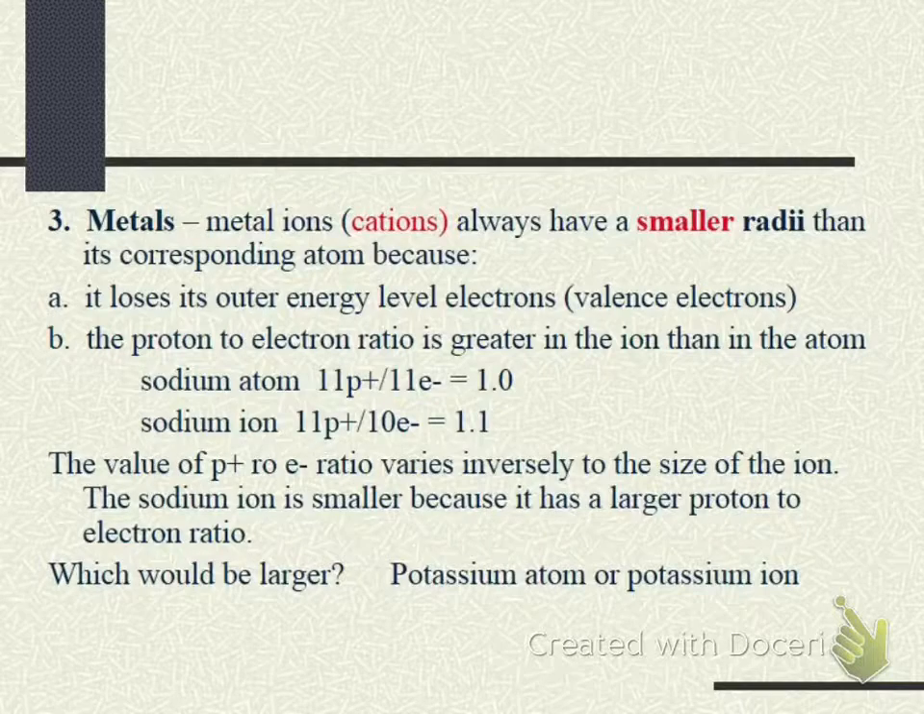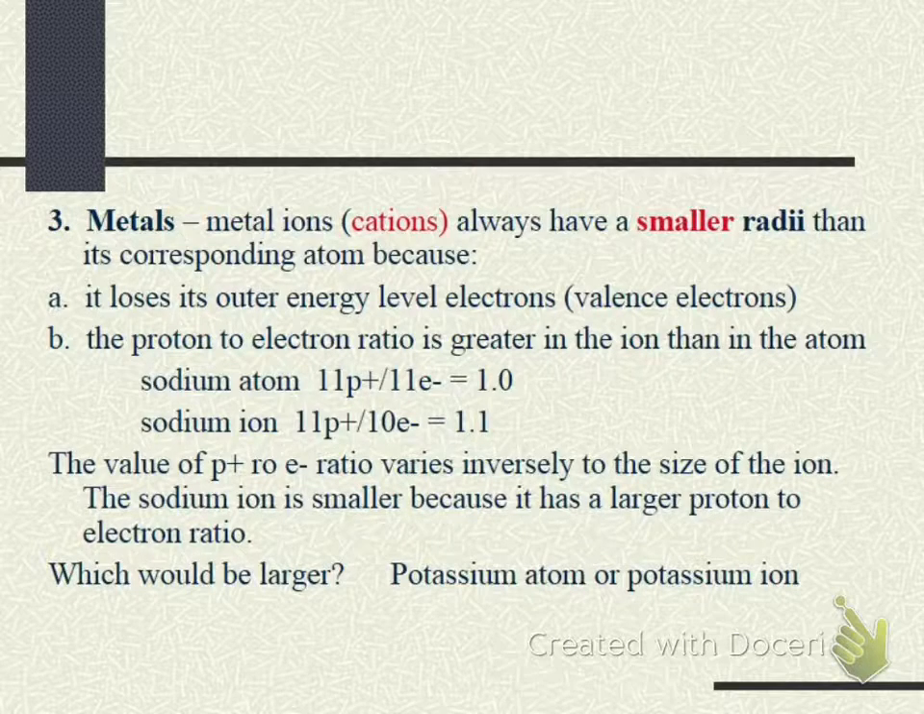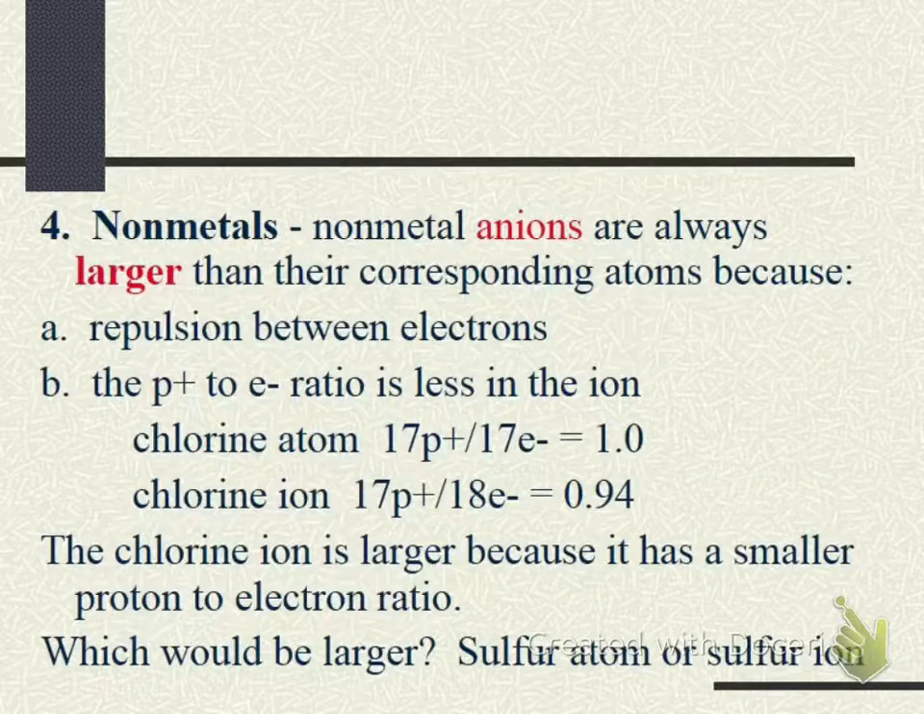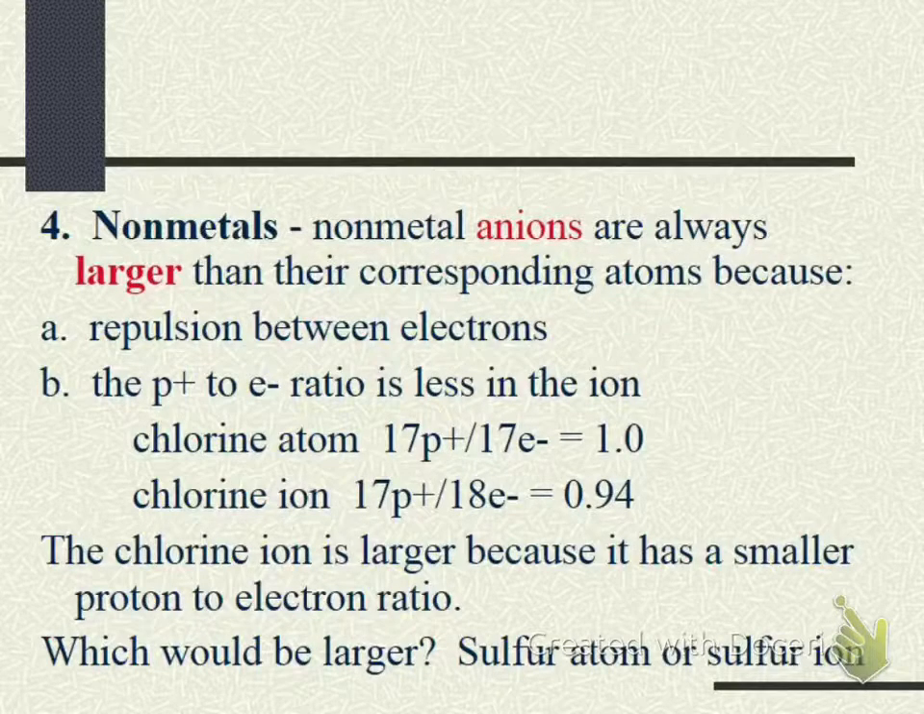So on the metals, here's a hint, put a star by this. Metals always give away their electrons, and so their ions are smaller than their parent, the original atom. So a potassium atom would be larger than the potassium ion. Nonmetals, which are anions, are always larger because they are gaining electrons, if they're an anion.